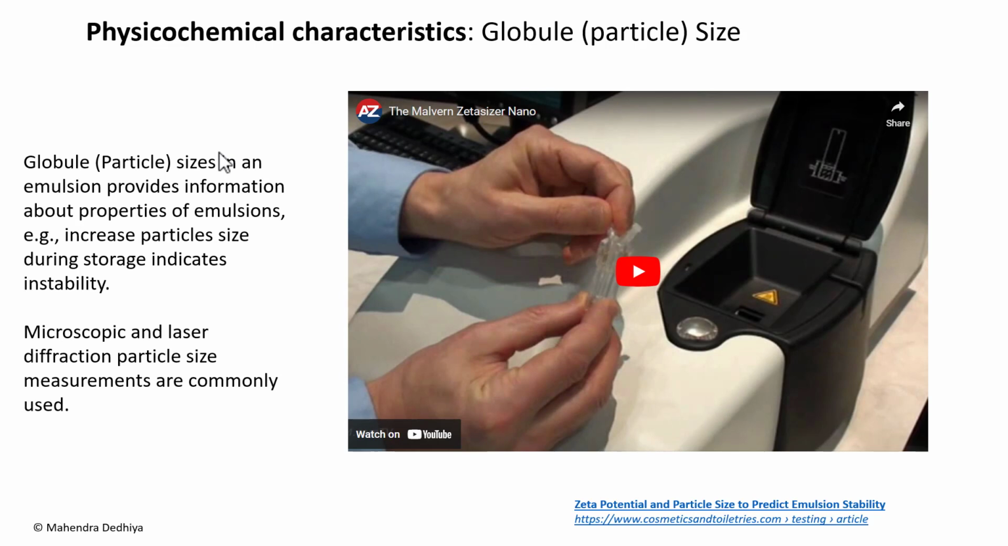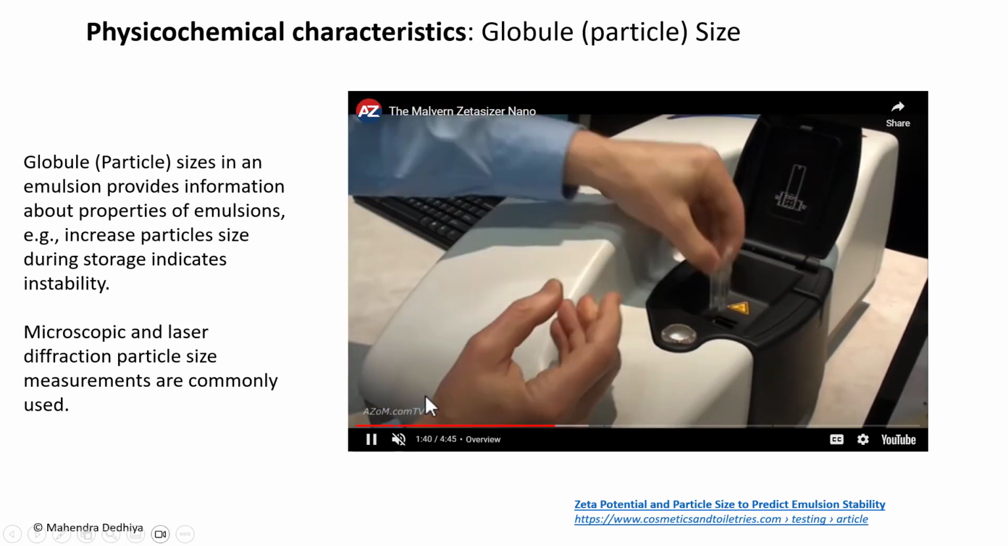Physicochemical property, globule size, particle size of emulsion provides information on its properties. Increase in particle size during storage indicates instability due to Ostwald ripening or coalescence. Microscopic examination and laser diffraction particle size are most commonly used. Studies in preformulation to identify emulsifiers and the particle size and effects. Let's look at how it's done.